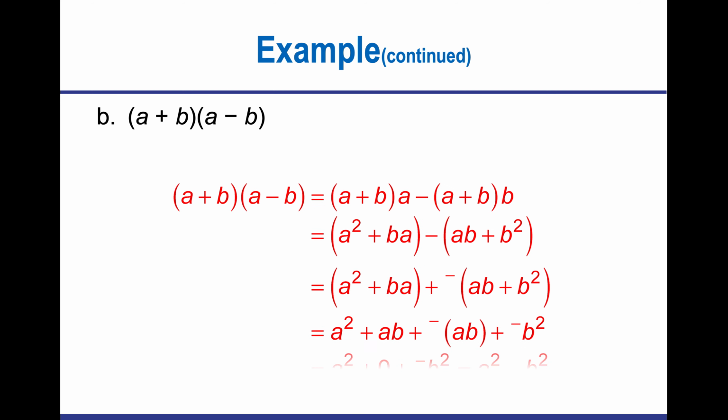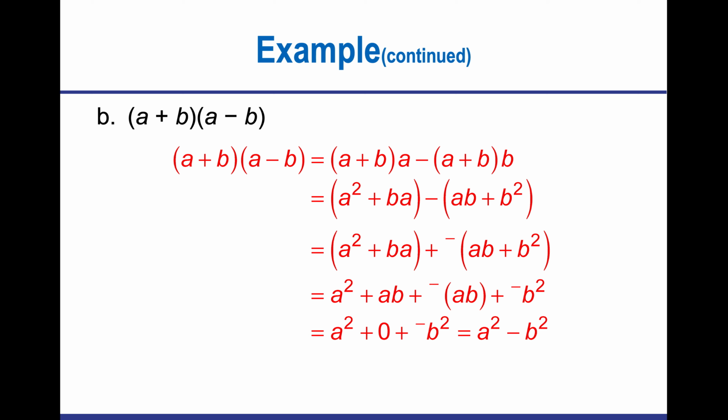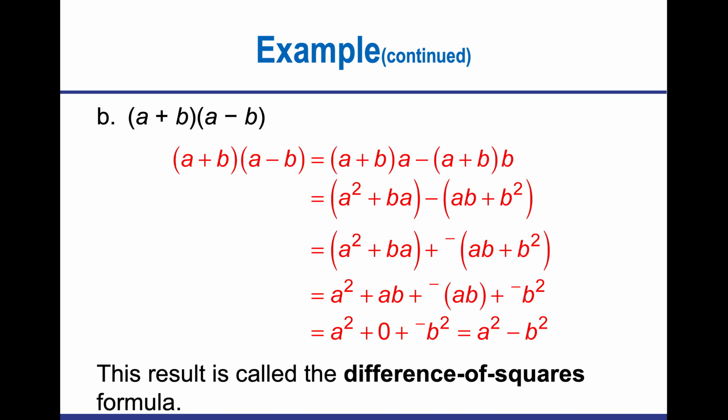Here, I'm still distributing. I really dislike the idea of FOIL. You're going to hear me say that a lot in this class. So I'm distributing an A to the first parentheses, and I'm distributing a B to the first parentheses. That's what I'm doing, is just distributing. Once I distribute, I combine my like terms, and I wind up with A squared minus B squared. So if you see it as a distribution and not as a FOIL, that's going to be beneficial.